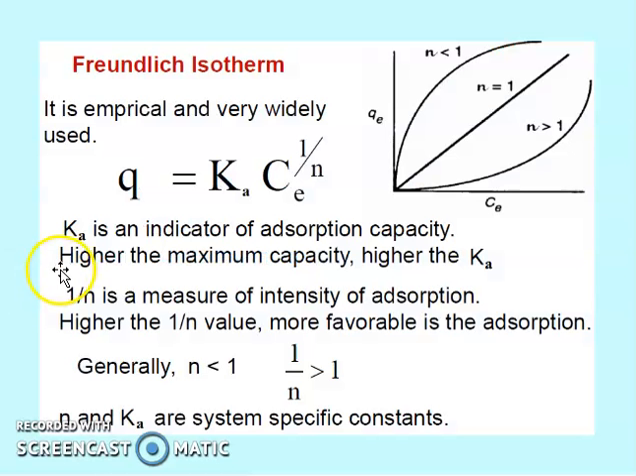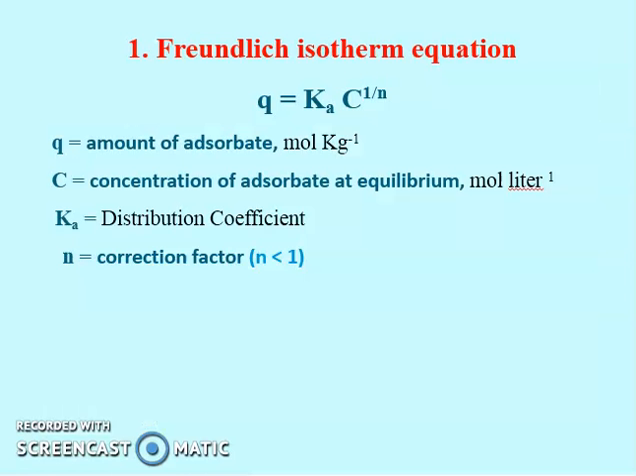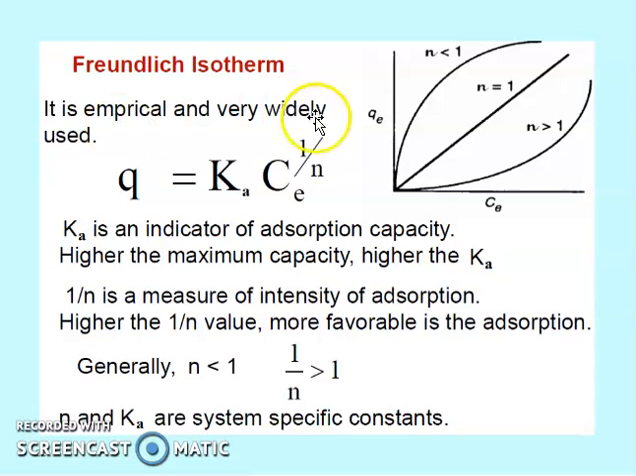So if you have 1 over n, 1 over n is the intensity of adsorption. A higher 1 over n value means more favorable adsorption between adsorbent and adsorbate. There is a high affinity if 1 over n is more than 1.